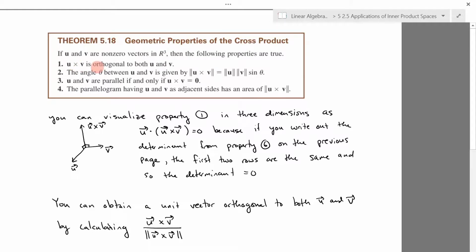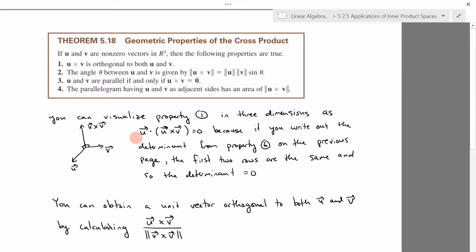So the first property we mentioned previously, right? When you calculate the cross product of two vectors, the result is orthogonal to both the input vectors, u and v. So this can be visualized in 3 dimensions in this way. Say you have two vectors u and v. The span of u and v forms a plane in 3-dimensional space, and the resulting cross product is perpendicular to both u and v.